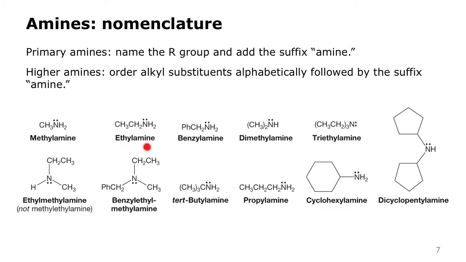Here we have 3 different alkyl groups. We have a benzyl group, we have an ethyl group, we have a methyl group. That's the alphabetical order, benzylethylmethylamine. And there's a few other examples here that follow that same pattern.